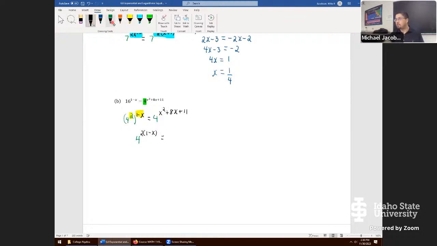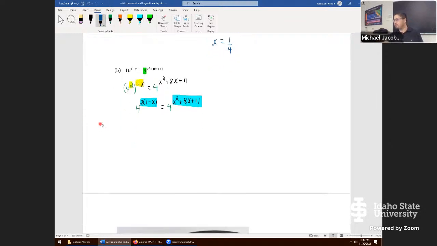Then the right-hand side is 4 to the power of x squared plus 8x plus 11. So now we have the same base. With equality in the middle, the only way this equation is true is if the exponent on the left and the exponent on the right are identical. So we're going to just grab those two, set them equal to each other, and that's the last step on this one. 2 times 1 minus x is now x squared plus 8x plus 11.